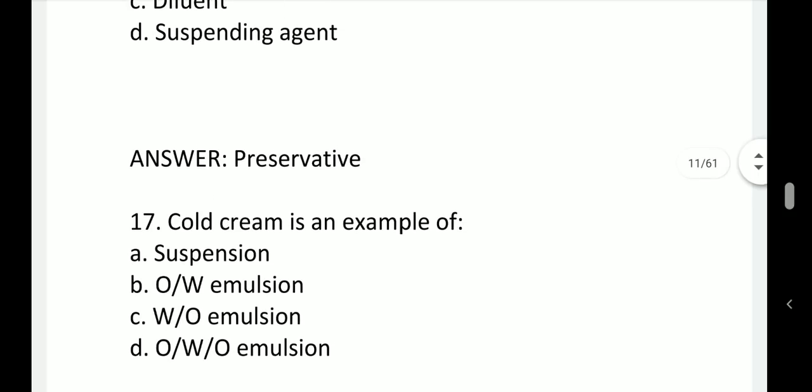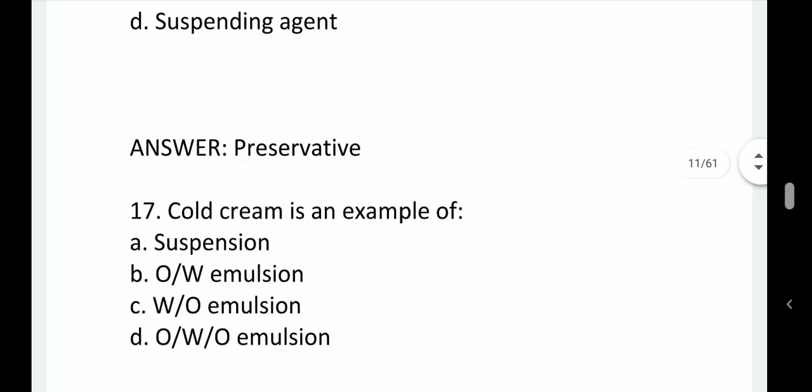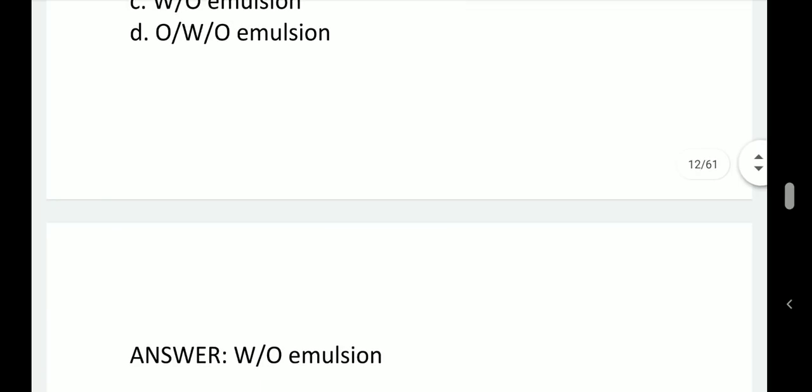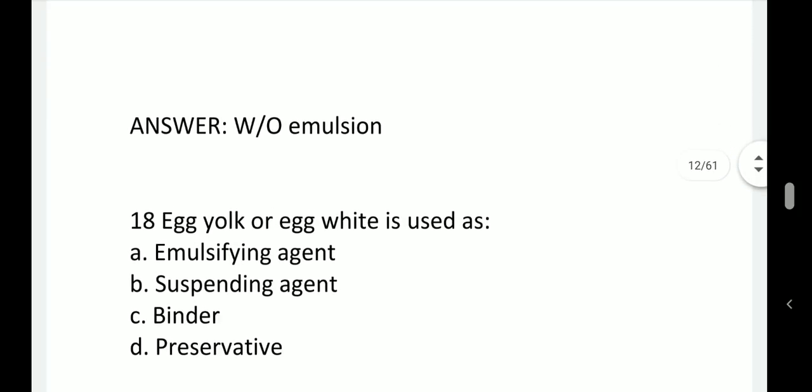Question number 17. Cold cream is an example of option A suspension, option B oil in water emulsion, option C water in oil emulsion, option D oil in water in oil emulsion. Answer is water in oil emulsion. That is option C is the correct answer.